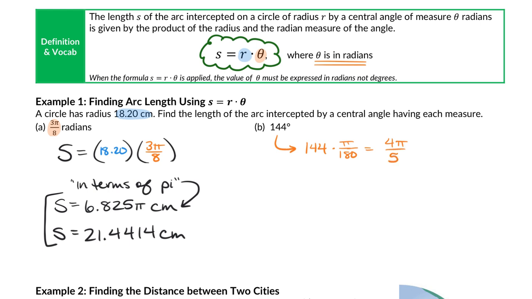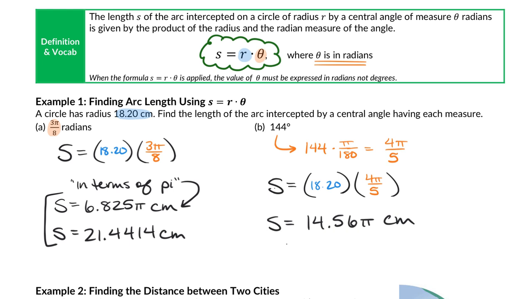But once I have that radian measure, we still are using the same radius for this problem, which means that arc length is going to be equal to the radius times 4 pi over 5, where my radius is 18.2 and my angle measurement in radians is 4 pi over 5. We'll give it in terms of pi and as a rounded number just so we can keep practicing. So 18.2 times 4 divided by 5. Oops, I mistyped. 14.56 pi centimeters.